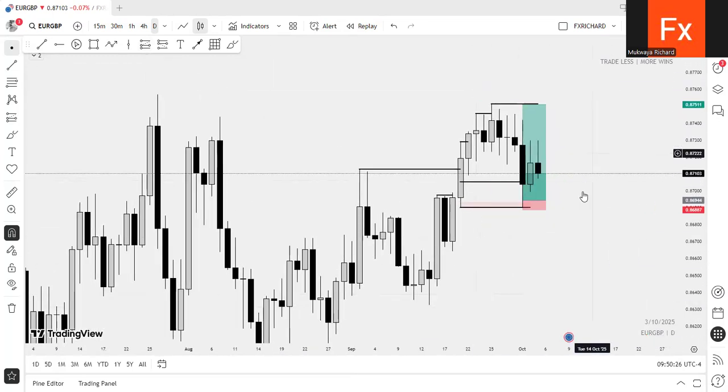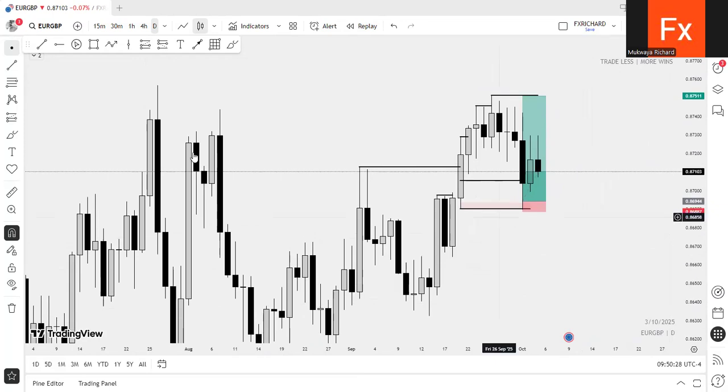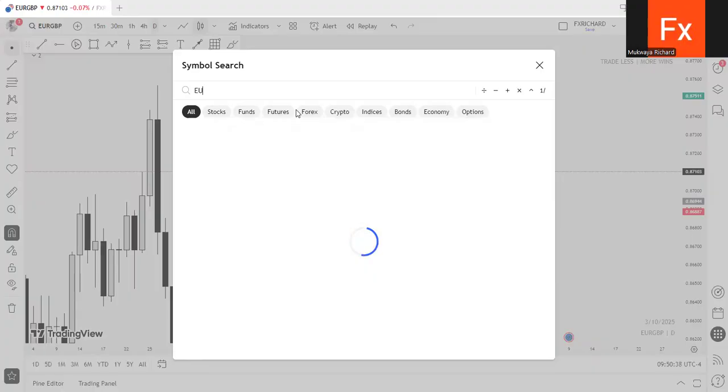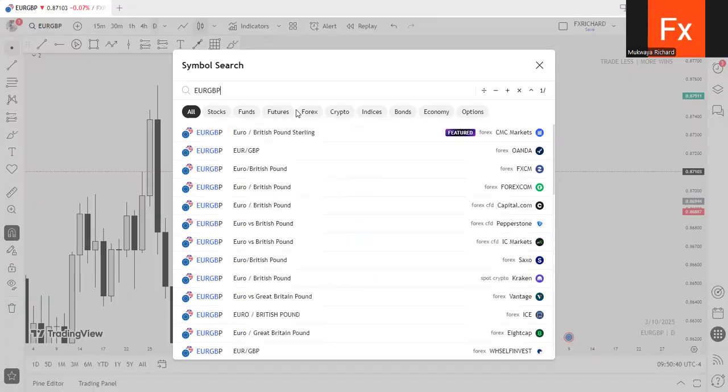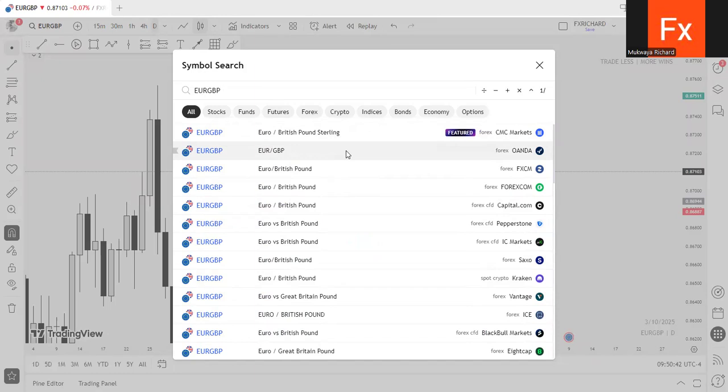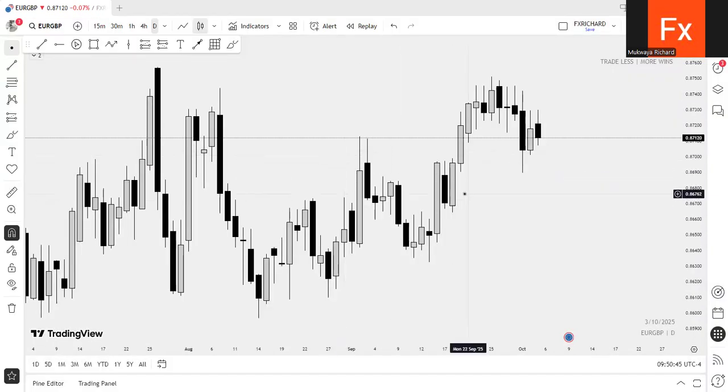Now on this pair, this one is Euro GBP. I had a setup on Euro GBP, but let me try to use another broker. Should we use Rwanda? Okay, let's use Rwanda. The time frame that I used, I started from the daily.